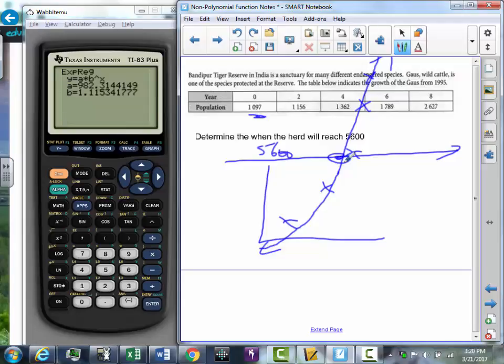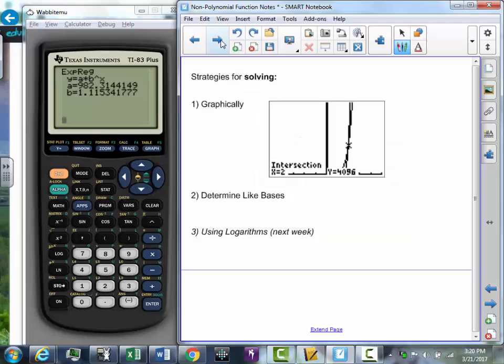Right? I think the best slide to focus on for a summary would be this one back here. Okay. I need you to be able to solve exponential functions. It's very hard to solve for exponents because they're hiding up there as an exponent. So option 1, use your graphing calculator. Just find where they cross. Option 2, if you have the right parameters, use like bases. Option 3, which we'll learn about next week, Monday, or whenever we get to it, we'll learn how you can use logarithms to help you solve these as well. Make sense?